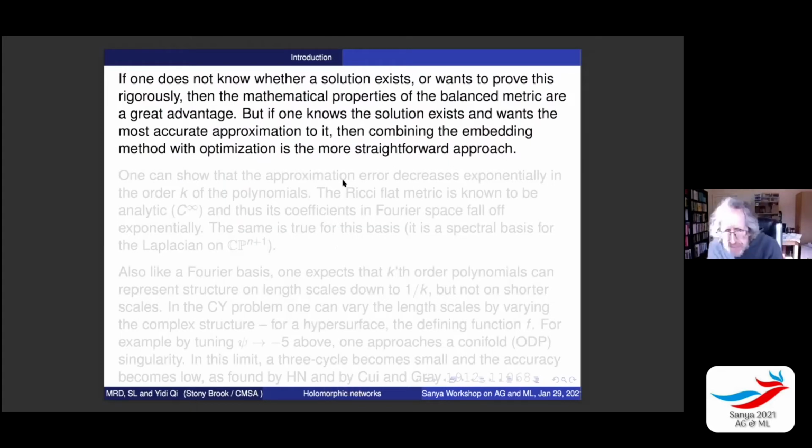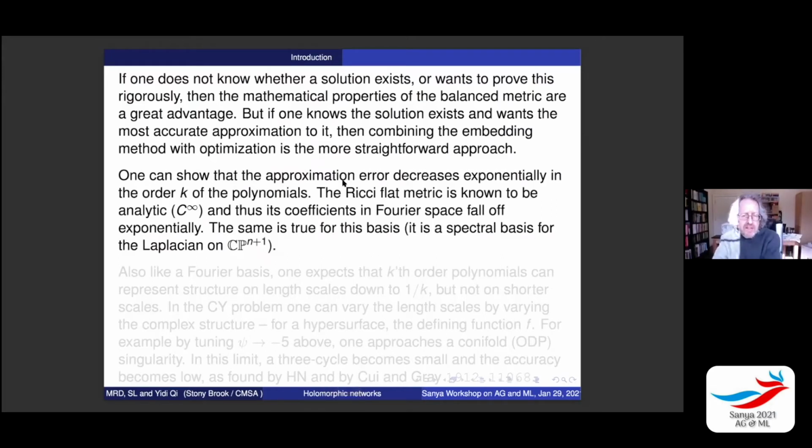Okay, so that's kind of the overview of techniques. And my general take would be to say, if you're just really looking for a Ricci-flat metric, then you should optimize the functional that gives you the Ricci-flat metric. But if you're interested in broader questions, such as, do I know whether the solution exists or not, then the balanced metric has many advantages.